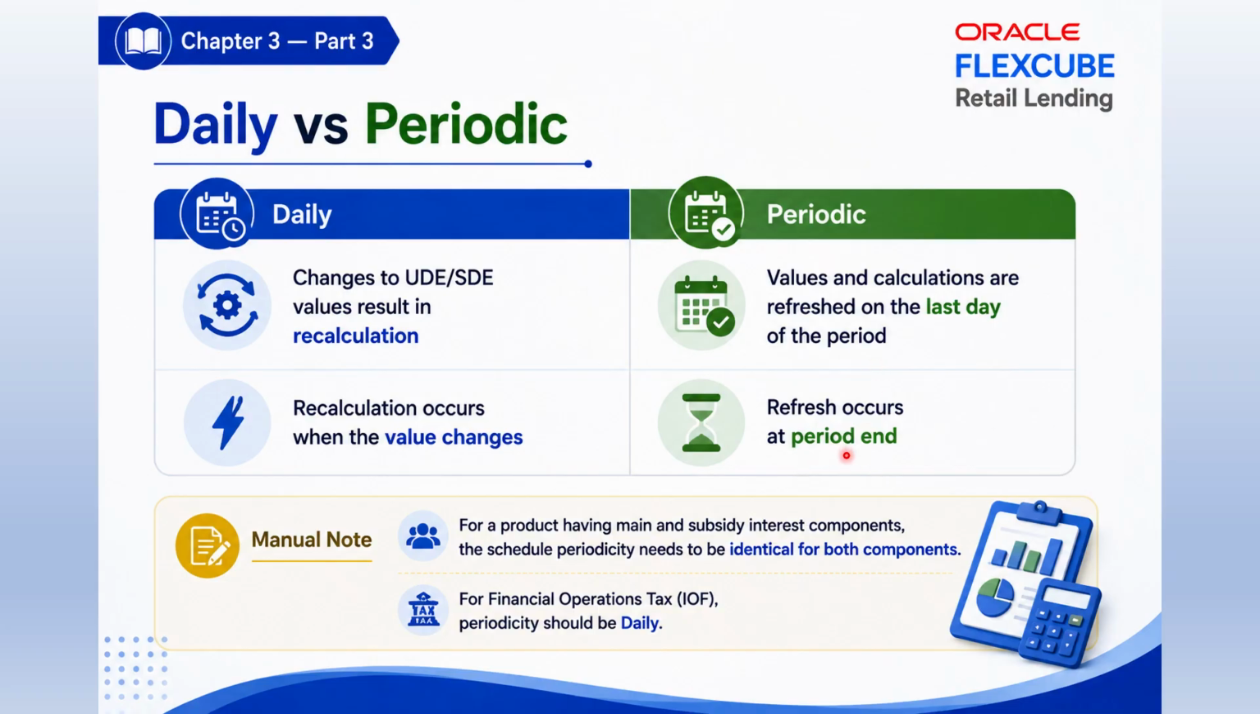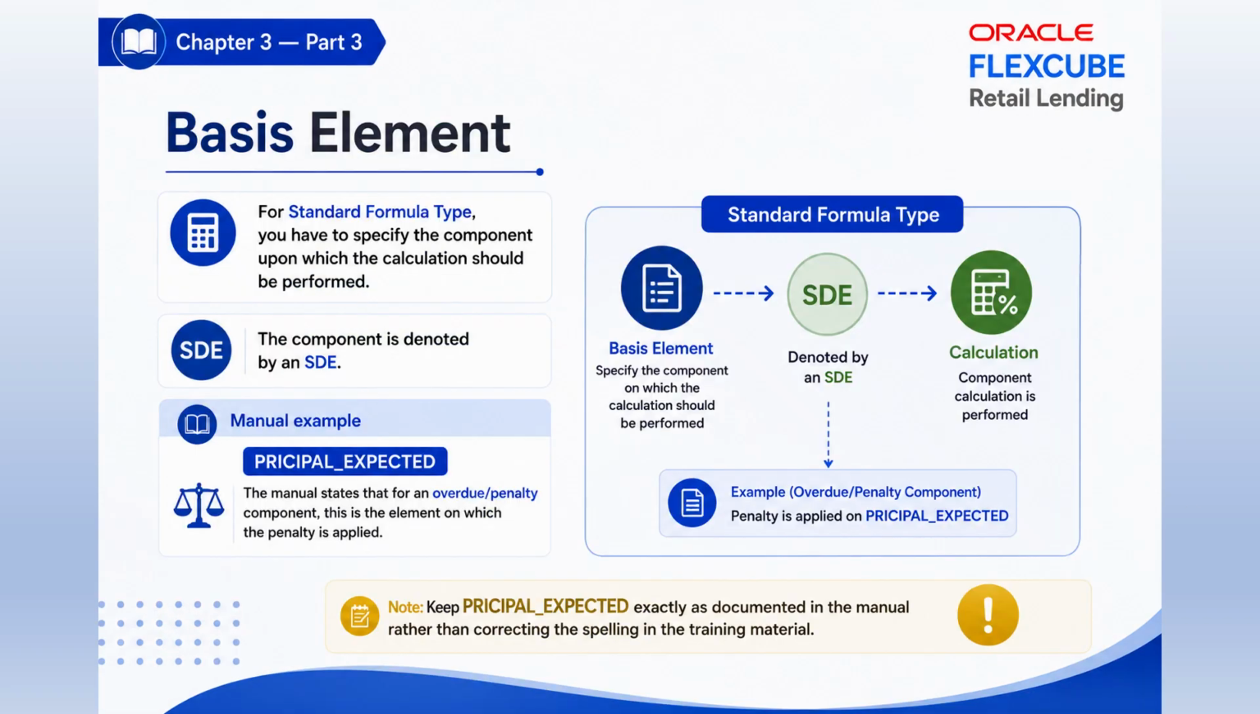There is also an important manual note. For a product having main and subsidy interest components, the schedule periodicity needs to be identical for both components. And for financial operations tax, or IOF, periodicity should be daily. Now let's look at another important concept, basis element. For a component using standard formula type, the calculation needs to specify the component upon which the calculation should be performed. This component is denoted by an SDE, or system data element. The manual gives principal_expected as an example for an overdue or penalty component.